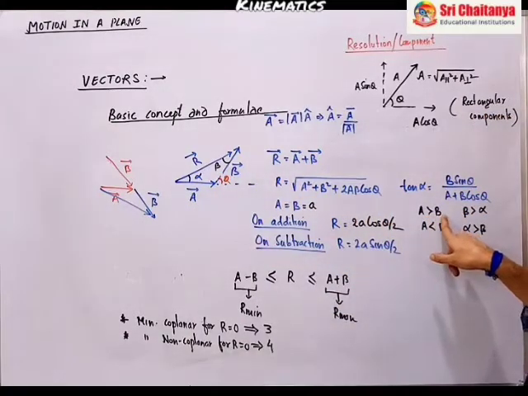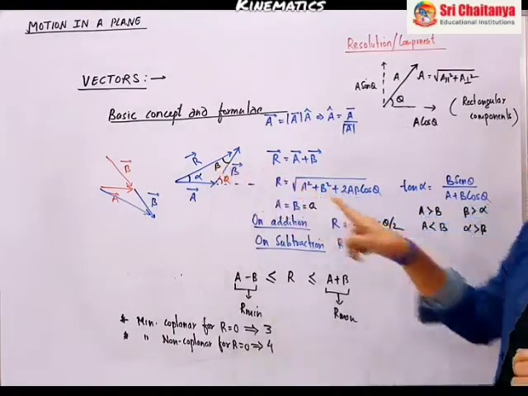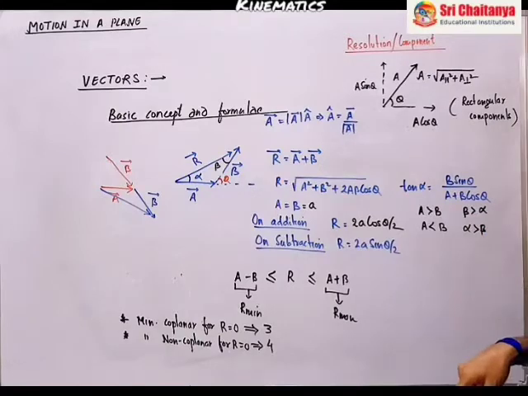A is more than B. So don't think the angle alpha with A will be more. No. If A is more, then the angle opposite to A will be more. So which is the angle opposite to A? That is beta. Beta will be more than alpha.